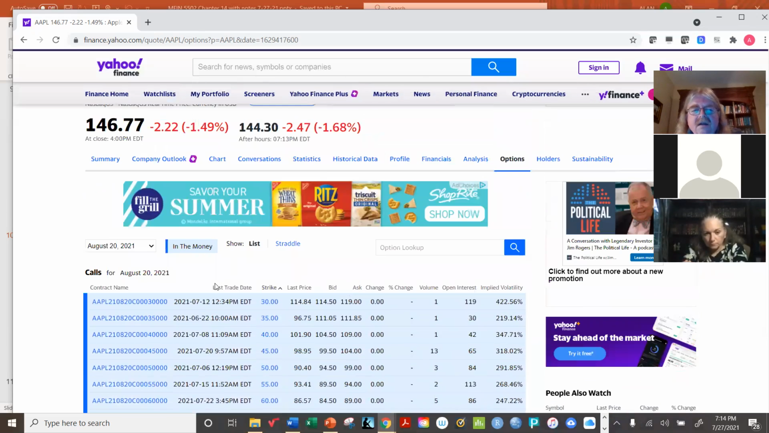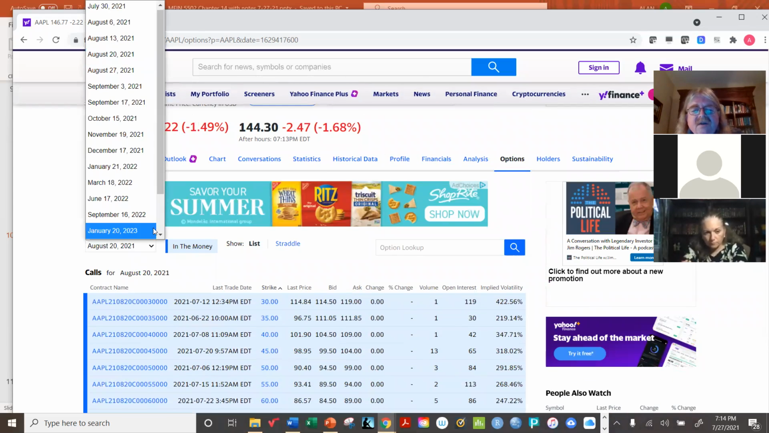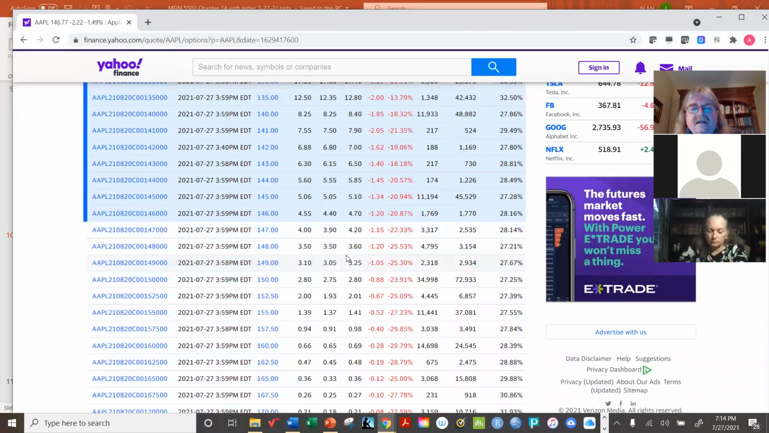If you compared any of these two dates next to each other, you would see the prices are higher when the maturity date or expiration date is further in the future.